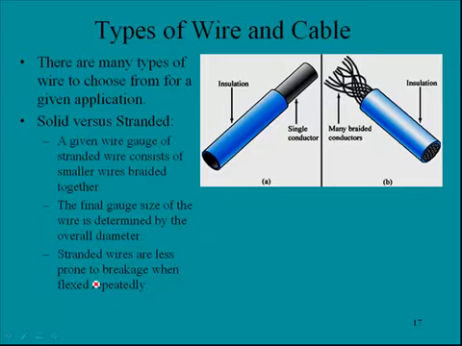Stranded wires are less prone to breakage when flexed repeatedly. So if you have an application where the wire is going to be bent significantly or periodically or regularly, you should use the stranded type. If you have an application like electrical wiring systems in households, you'll probably use the solid type, because once it's inside the wall, it's not going to be subject to lots of bending, so that would probably be the choice in that particular case.